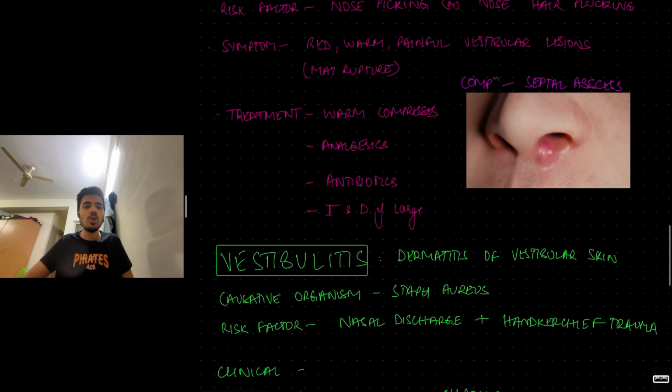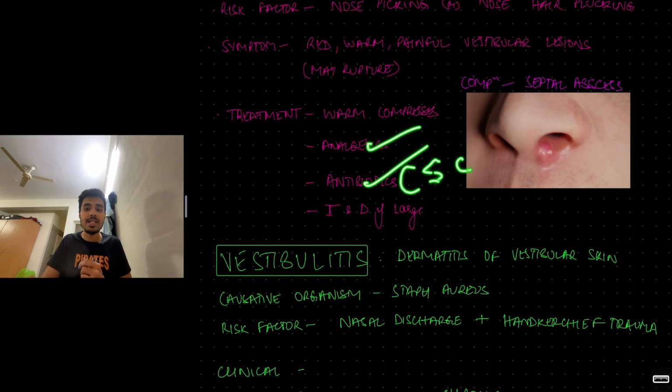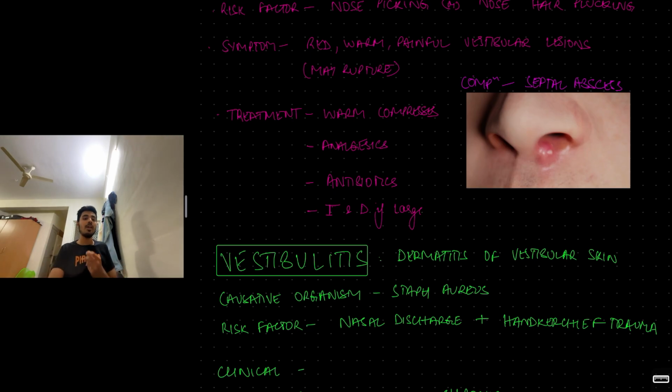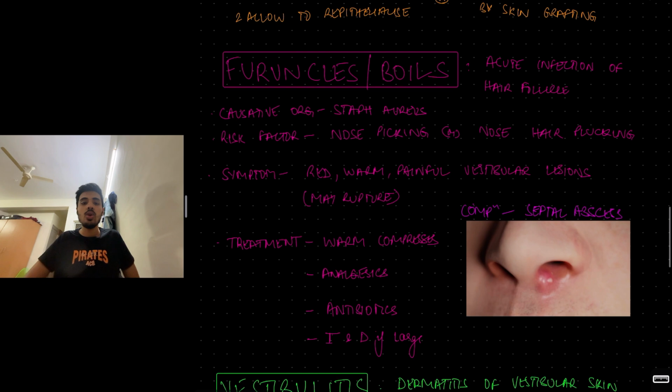Symptomatic treatment through warm compresses. You will give analgesics, painkillers to reduce pain. You can give antibiotics, both systemic as well as topical, antibiotics for Staphylococcus aureus. You can even do incision and drainage if it is a very, very large furuncle or a boil with a lot of pus. This is the treatment. So what is the complication?